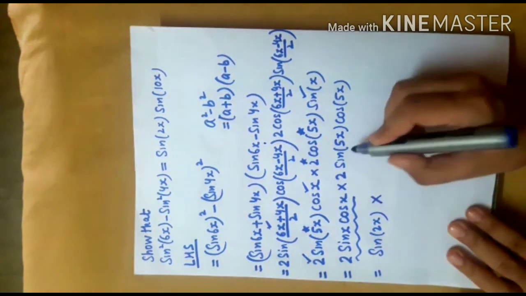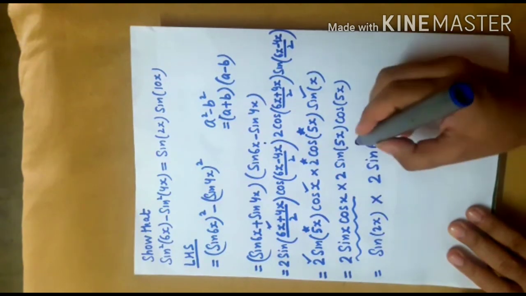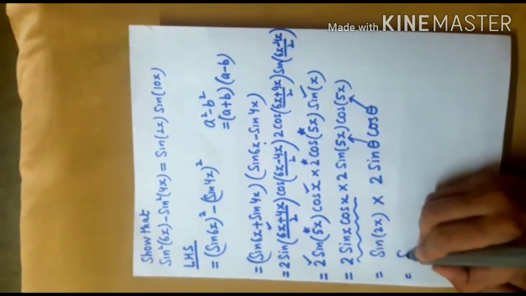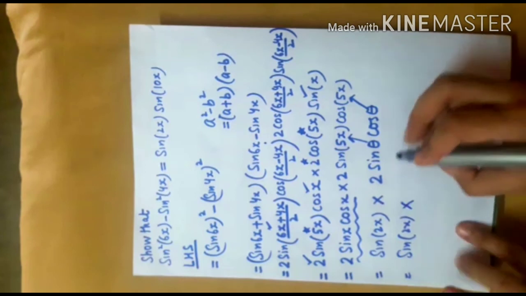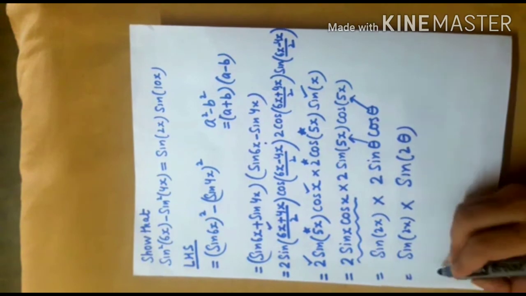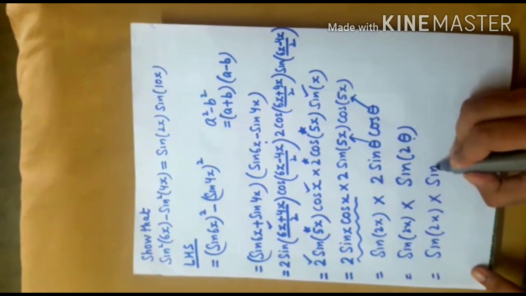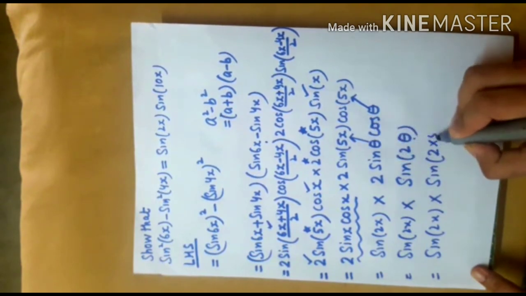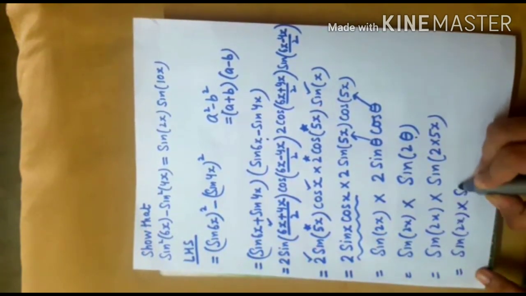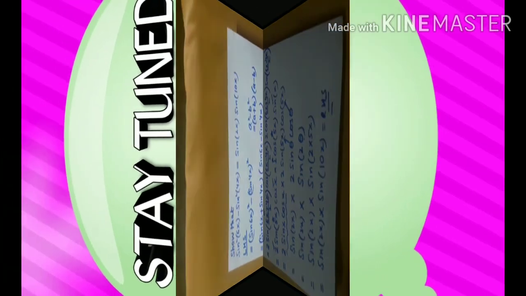Now this is of the form 2 sin theta cos theta, where theta is 5x, right? So this should be equal to sin 2 theta, right? So what is theta? Theta was 5x. So 2 into 5x. So I'll be getting sin 2x into sin 10x, which is equal to the right hand side.